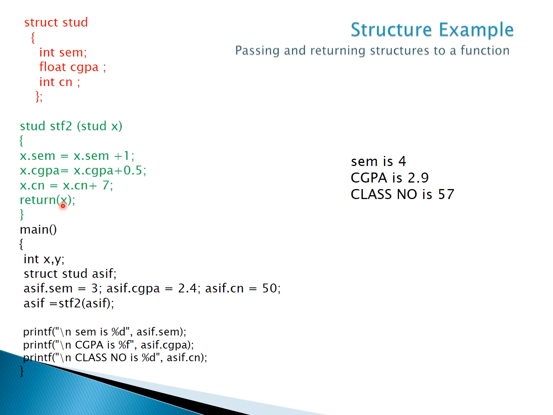So you know that the x structure will come here to the main function and it will be stored again in asif. And when you display the values of the different members of the structure, asif.sem is now 4, asif.cgpa is now 2.9, and asif.cn is now 57. So here you can see that we assigned these values, then we passed this structure variable to the function, and this function stf2 made some changes to those members, and then the whole structure was sent back to the main function and assigned to asif. And when we display the values, these are the modified values, so it's pretty simple.